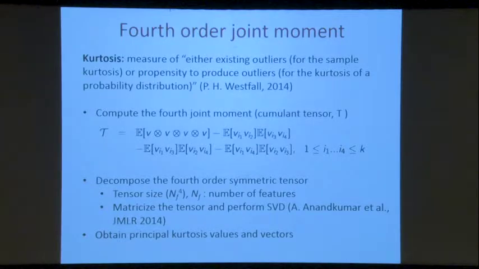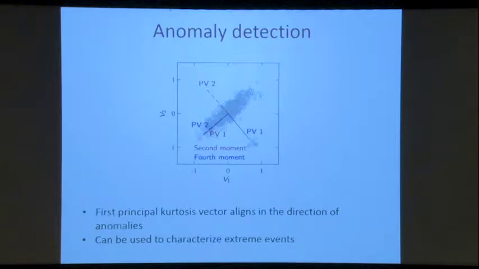So analogous to PCA that we normally do, here we have to construct the fourth co-kurtosis joint moment, which is a cumulant tensor. And then we have to decompose this fourth order symmetric tensor, which scales as the number of features to the fourth power. So this is a large tensor. To decompose it so that it's possible to use, we matricize the tensor and perform a singular value decomposition. And from that, we can obtain the principal values and their vectors, the kurtosis vectors.